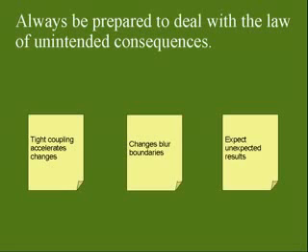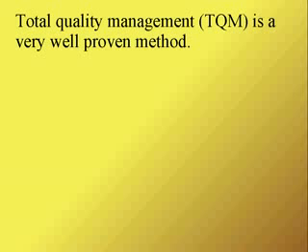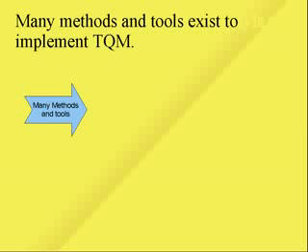Finally, we're going to discuss a few of the many tested ways to improve the POM system. Total quality management is a very well proven method of operations management improvement. Many methods and tools exist to implement TQM, and this variety of methods is one of the very strong benefits and advantages of using a TQM system.